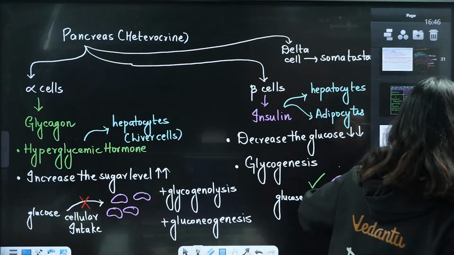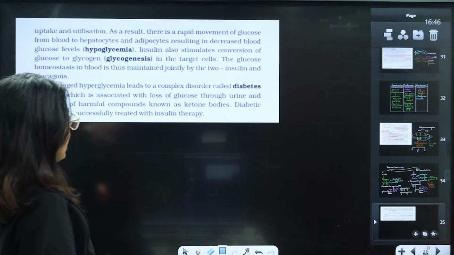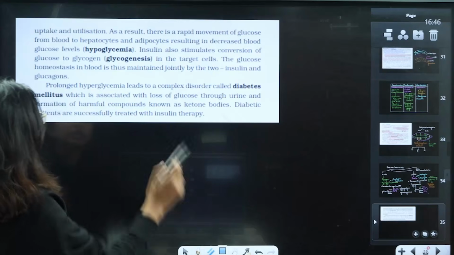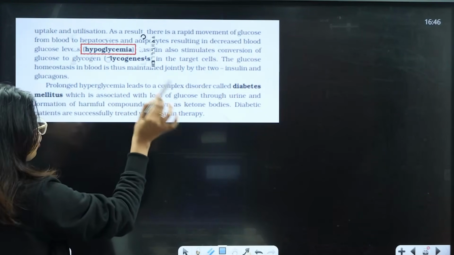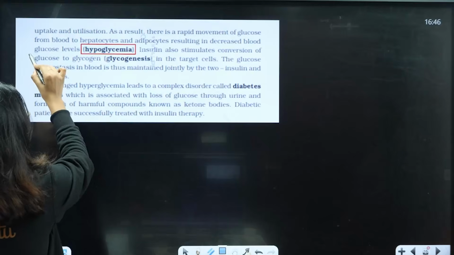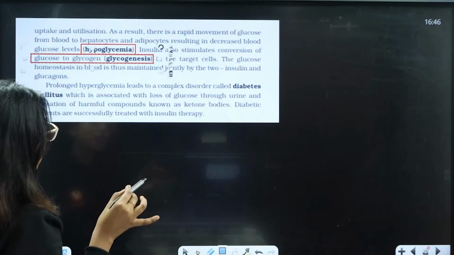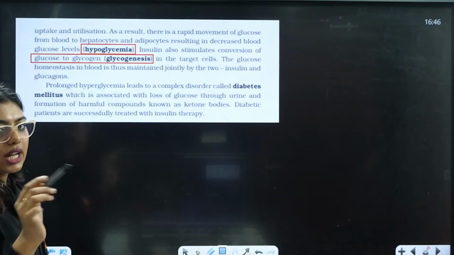Now, we'll just read through this, students. Look here. As a result, there is a rapid movement of glucose from blood to the hepatocytes and adipocytes, resulting in decreased blood glucose, that is hypoglycemia. Insulin also stimulates the conversion of glucose to glycogen, that is glycogenesis, in the target organ. The glucose homeostasis in blood is maintained by insulin and glucagon.